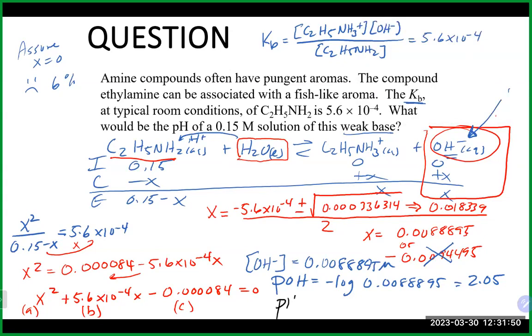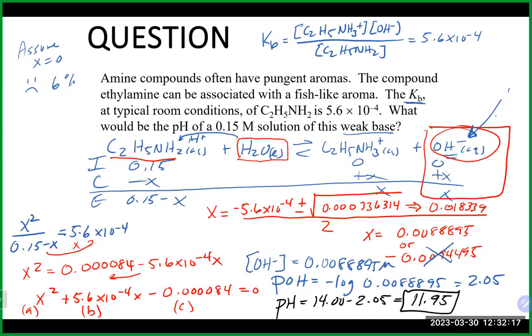So we do want to get to the pH here, and that would be 14 minus 2.05. That's going to give us a pH, which will make sense in this case, of 11.95, which is definitely a basic pH, which is what you would hope for with a weak base, right? It's not giving you an acidic pH. Question on any of those steps?